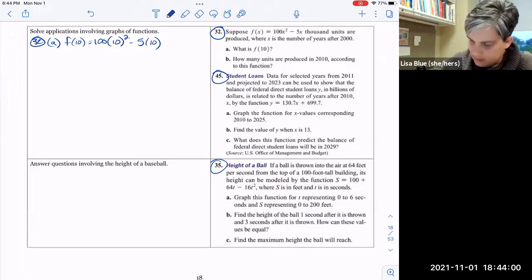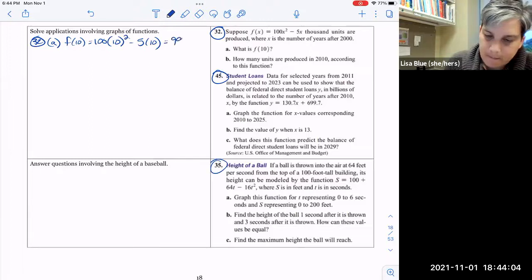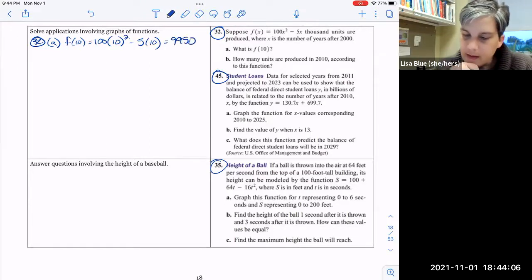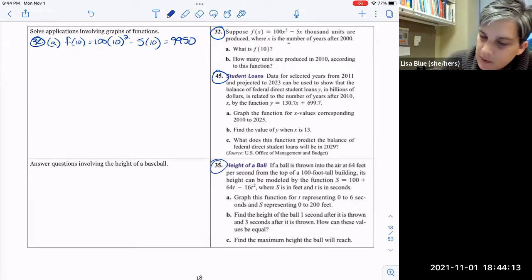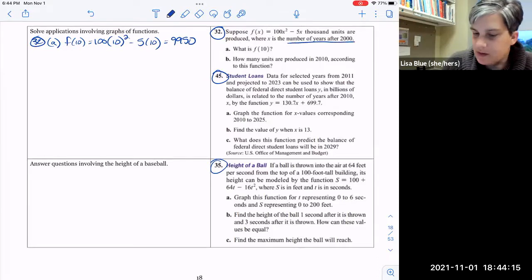We're going to minus 50. So that'll give us 9950. All right. How many units are produced in 2010 according to this function? Okay, so number of years after 2000, if we're looking for number of years after 2000, well, then we need to use x equals 10. And that's what we just did in the previous part.